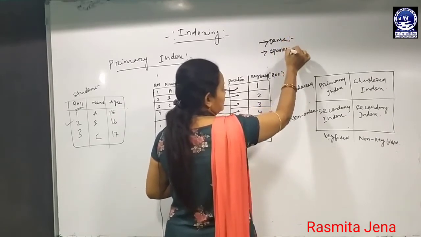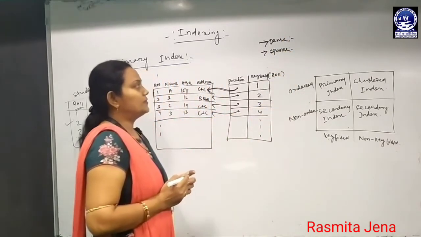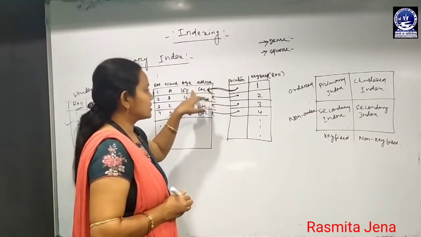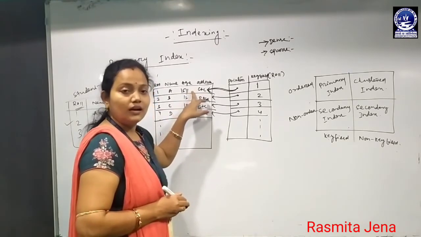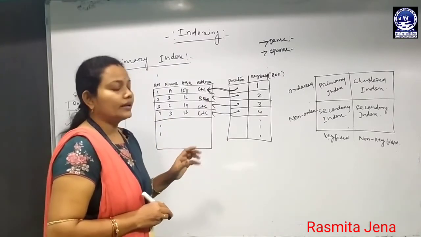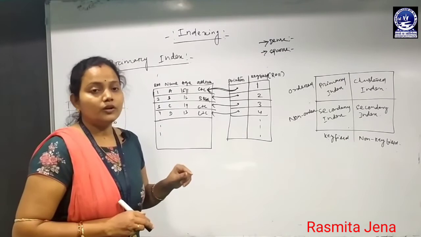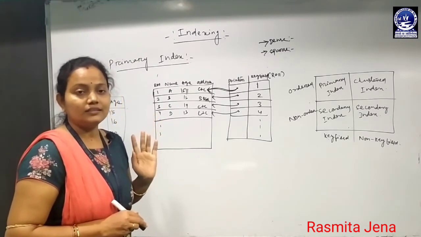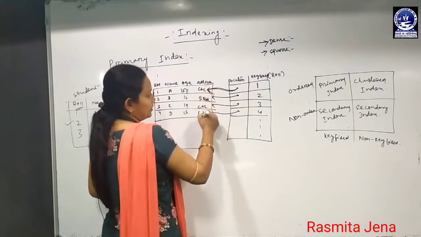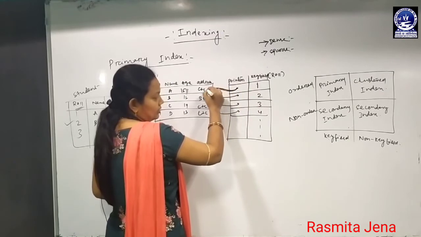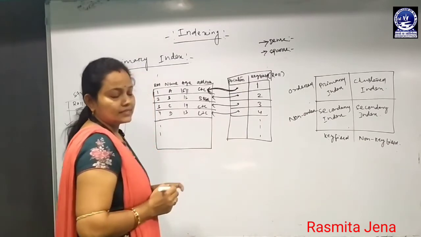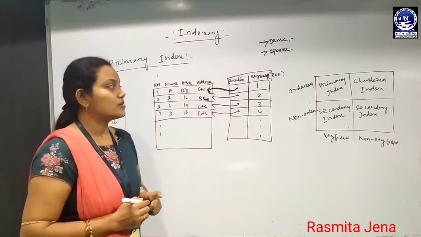What is the difference between these two? In case of dense, every record is pointed to by one pointer to its corresponding record which is present in the hard disk. That means we can define dense index as: the number of blocks in the index is equal to the number of records in the hard disk. That is your dense primary index. You can see here the number of records is pointed to by the number of blocks present in the index table. So that is your dense index. Next we will discuss what is sparse index.